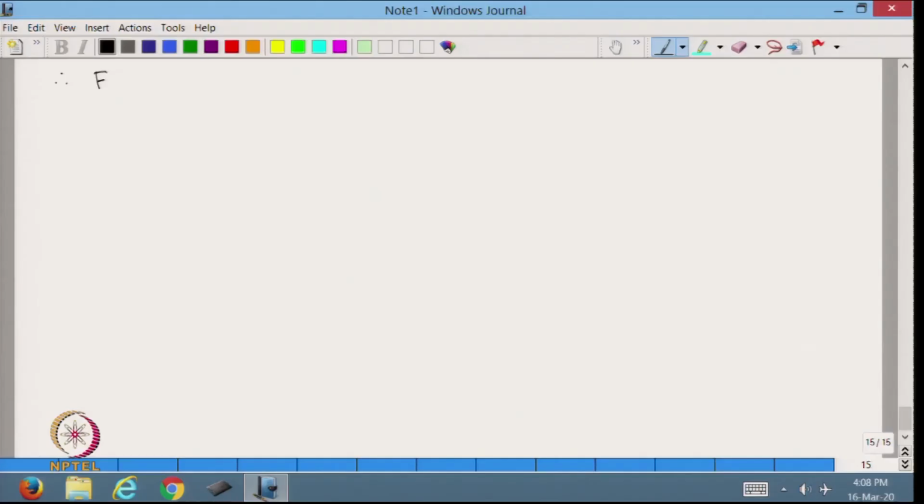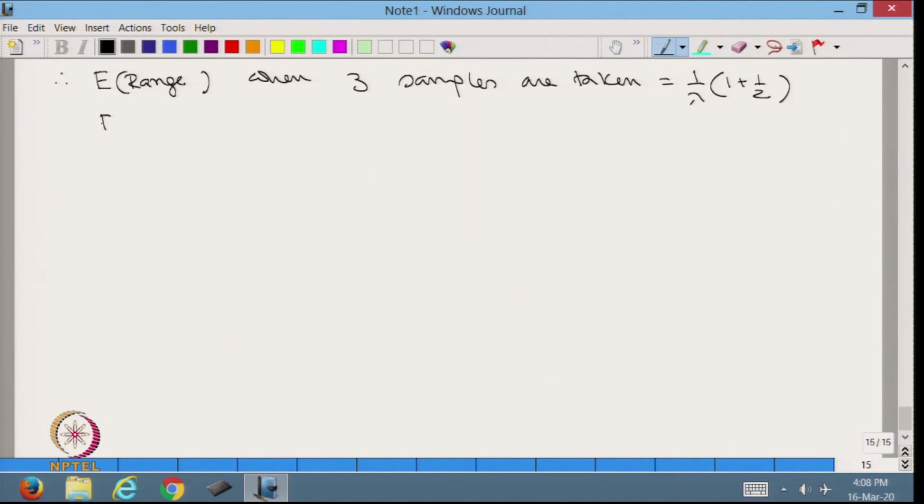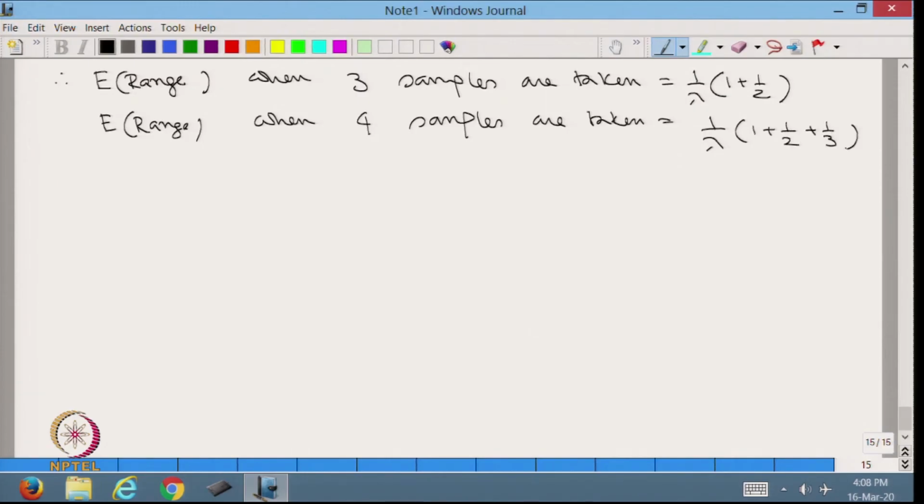Therefore, expected value of range when 3 samples are taken is equal to 1 by lambda into 1 plus half. Expected value of range when 4 samples are taken is equal to 1 by lambda into 1 plus half plus 1 by 3.